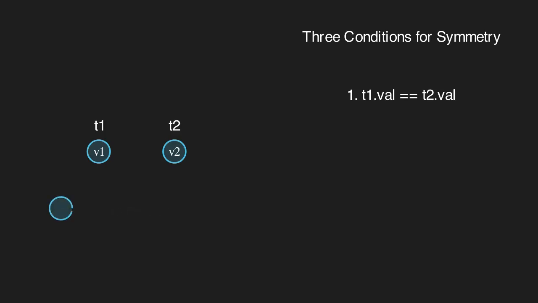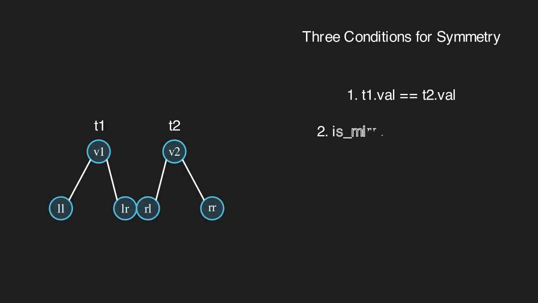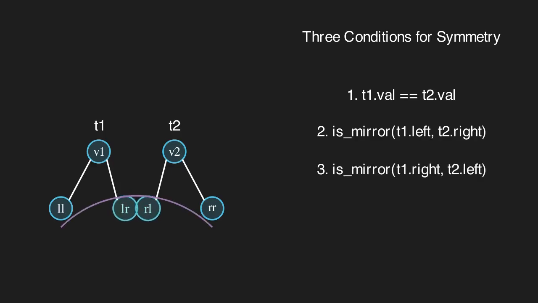The second condition dictates that the outer edges must mirror each other. We enforce this by recursively calling our helper function to compare t1's left subtree with t2's right subtree, is_mirror of t1.left and t2.right. The third condition handles the inner branches similarly. We must recursively compare t1's right subtree with t2's left subtree, is_mirror of t1.right and t2.left. Only when all 3 of these Boolean conditions evaluate to true can we say the subtrees are mirrors.